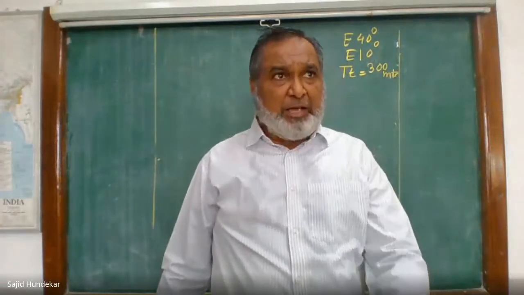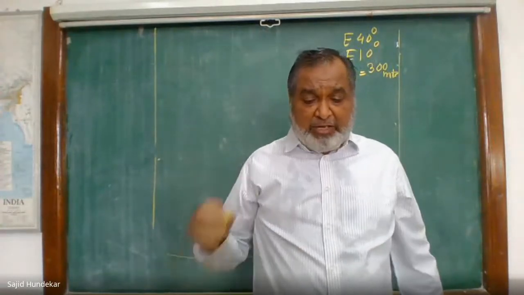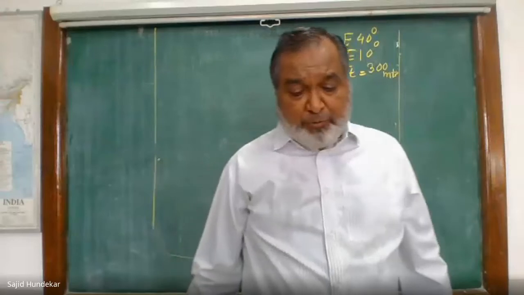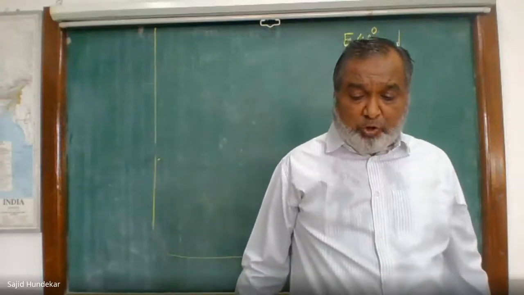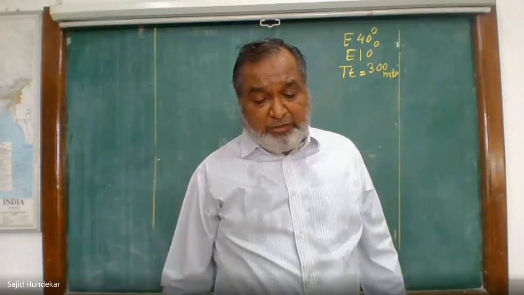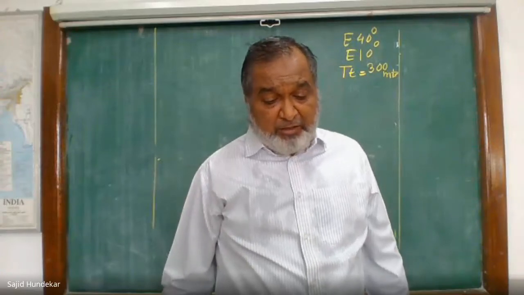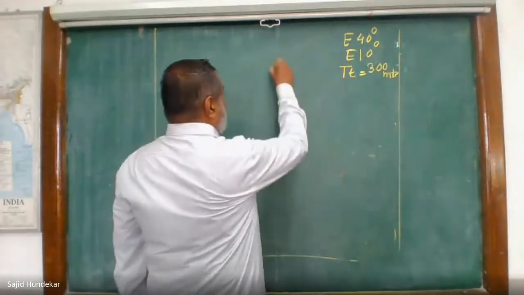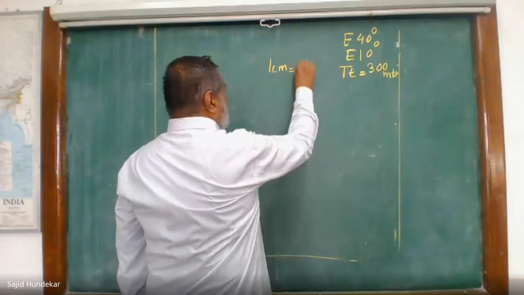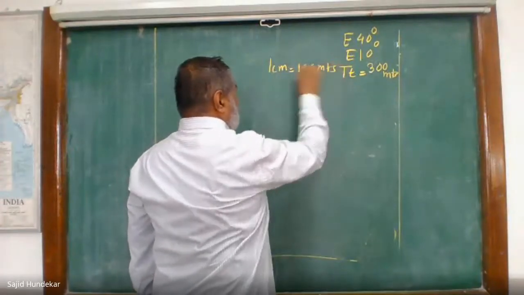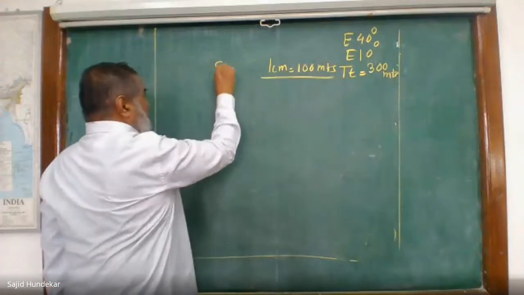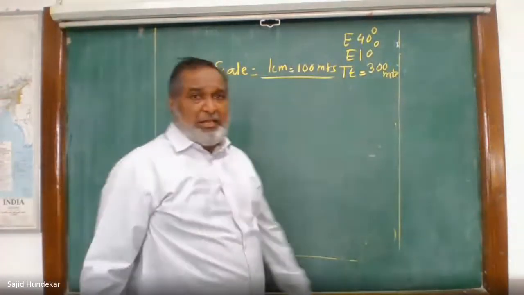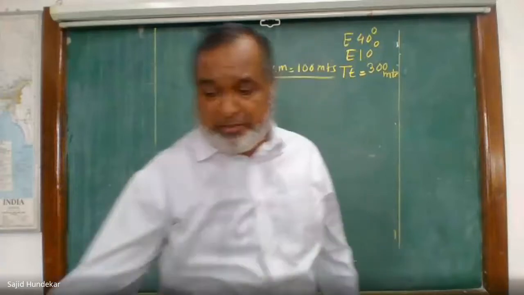I'll read out the problem again. A conglomerate bed dips towards east by an angle of 40 degrees. It is exposed on eastern slope with 10 degree slope angle. If the true thickness of the bed is 300 meters, find the width of outcrop along the given slope. Again, the scale as usual, 1 centimeter is equal to 100 meters. This is a very, very important one. You have to mention in every problem that here we have taken the scale as 1 centimeter equal to 100 meters.